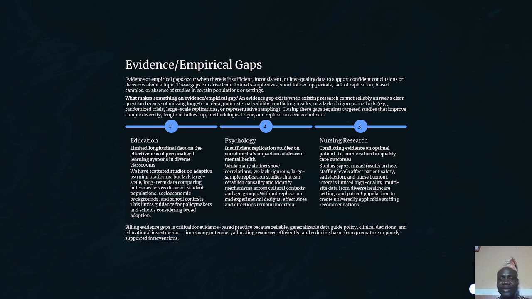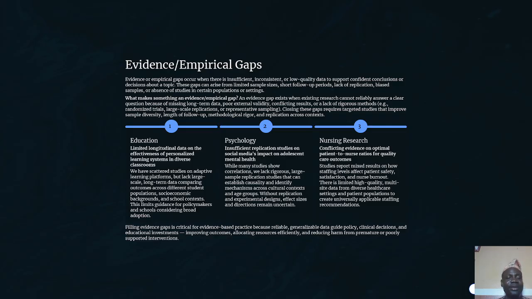Look at nursing research, we can say conflicting evidence on optimal patient to nurse ratio for quality care outcome. For example, there are studies on staffing levels and the quality of care outcomes, but there are limited high quality multi-site data from diverse healthcare settings and patient populations to create universally applicable staffing recommendations.